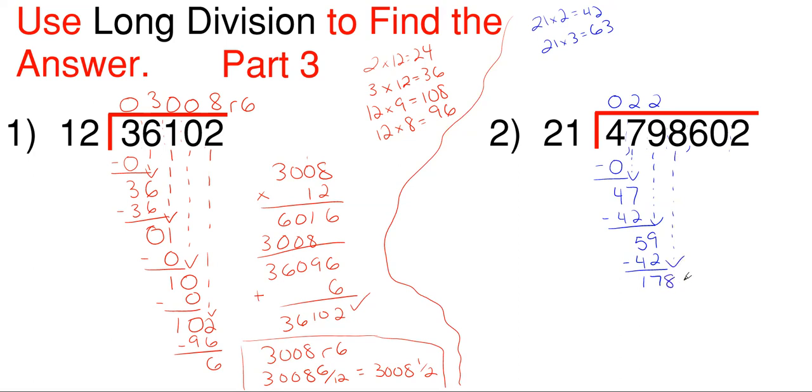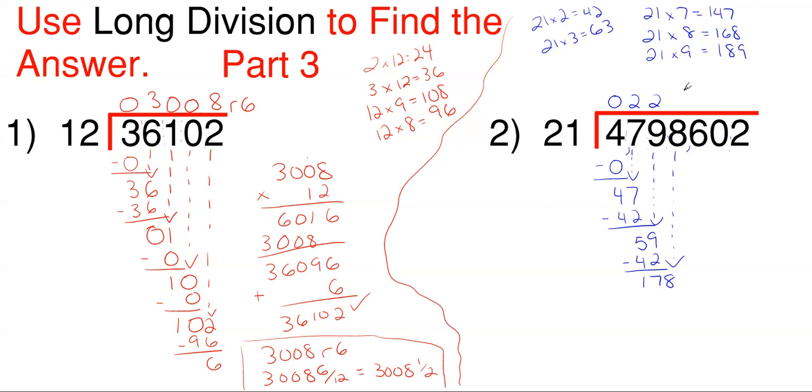17 becomes 178. You don't want to see those triple digit numbers. It makes it a little bit more difficult. Let's see how many times 21 goes into 178. Well, 21 by 7 is 147. 21 by 8 is 168. Well, we're not over that yet. We're getting close. And 21 by 9 will put us over at 189.